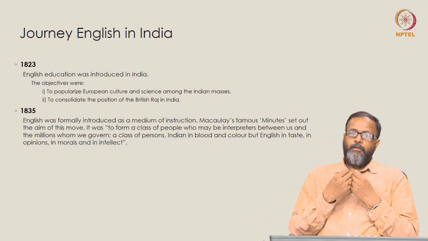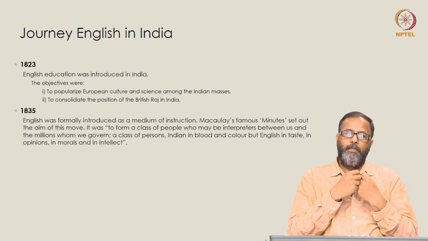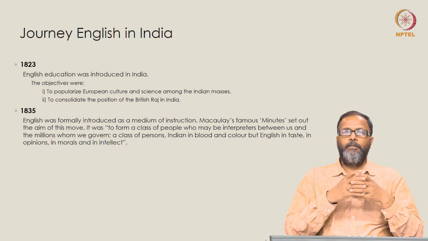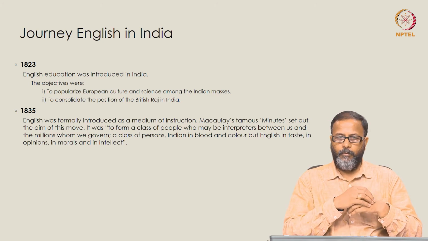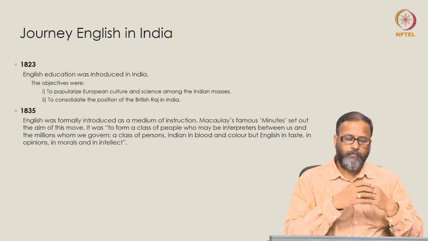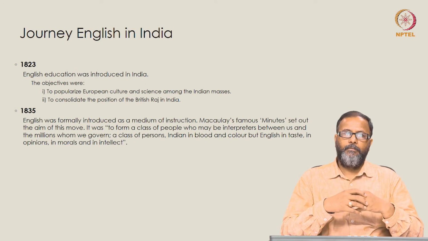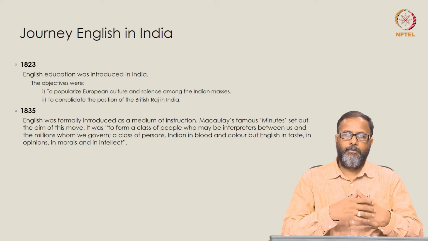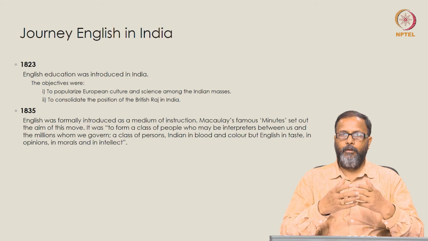Now, if you look at the journey of English in India, though it started as the language of traders and merchants, 1823 is very important. And why is it important? It is important because English education was introduced in India with two objectives. Number one, to popularize European culture and science among the Indian mass, and to consolidate the position of the British Raj in India. So with these two objectives, the English education system was introduced to India in 1823, and this is how the formal introduction of English began. In 1835, we all know the Macaulay's minutes.